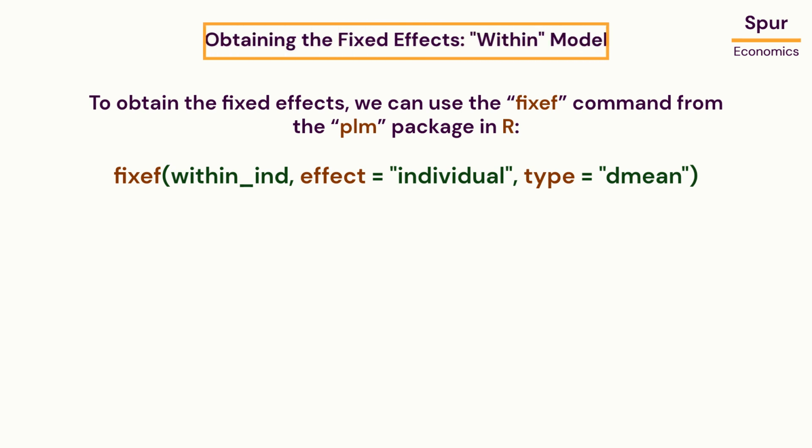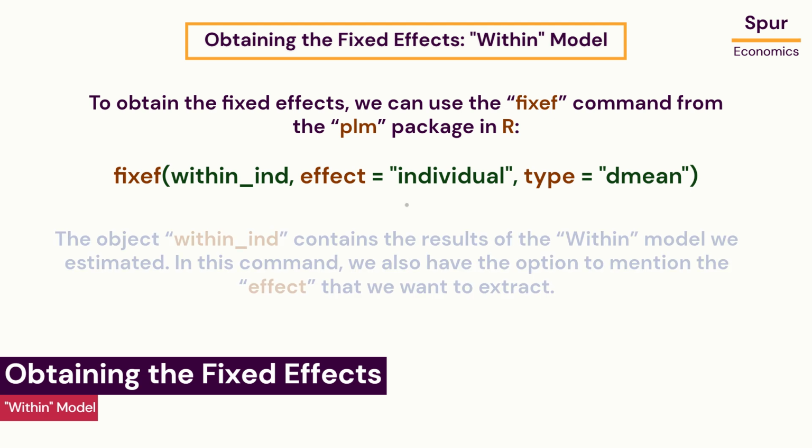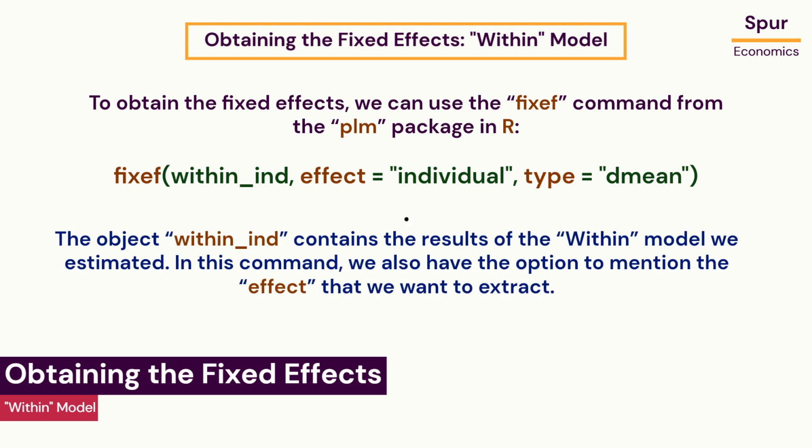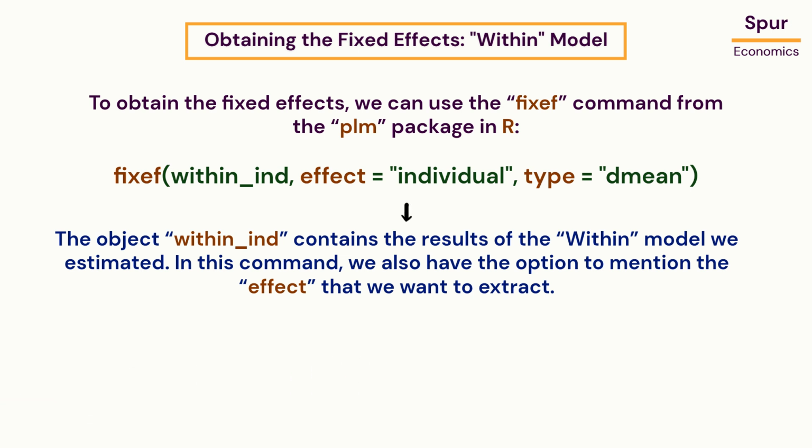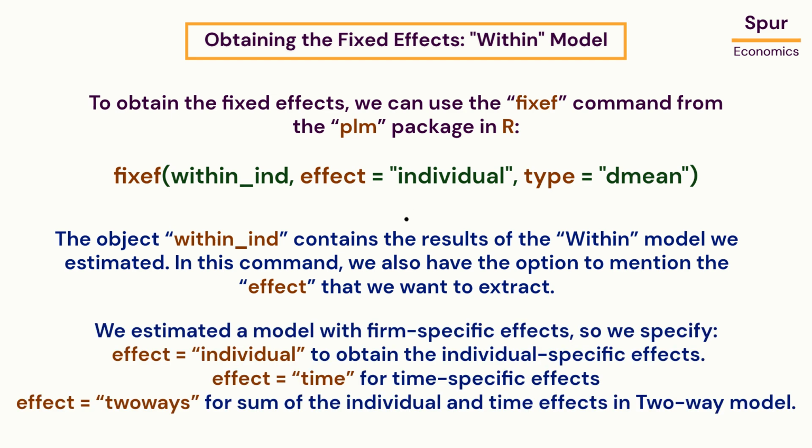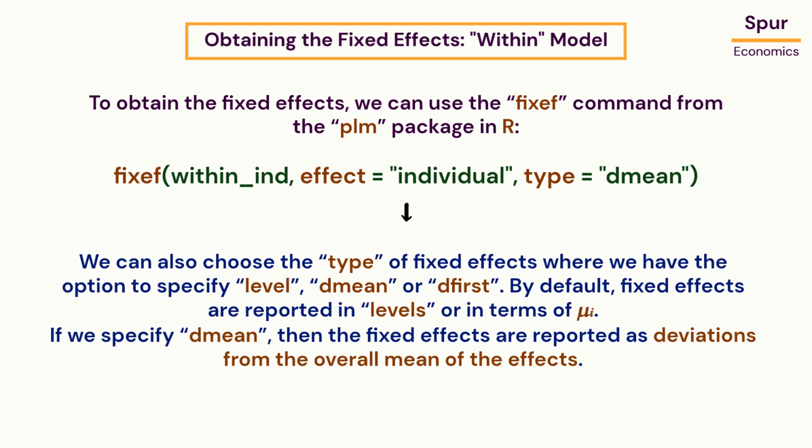To obtain the fixed effects, we can use the fixef command from the plm package in R. In the fixef command shown here, the object within_IND contains the results of the within model we estimated. In this command, we also have the option to mention the effect that we want to extract. We estimated a model with firm-specific effects, so we specify effect equals individual to obtain the individual specific effects. We can specify time for time-specific effects or twoways for a sum of the individual and time effects from a two-way model. We can also choose the type of fixed effects where we have the option to specify a level, dmean or dfirst.